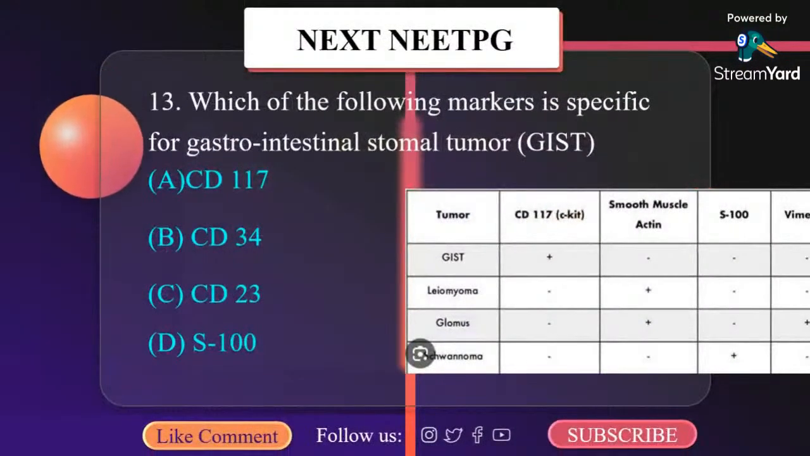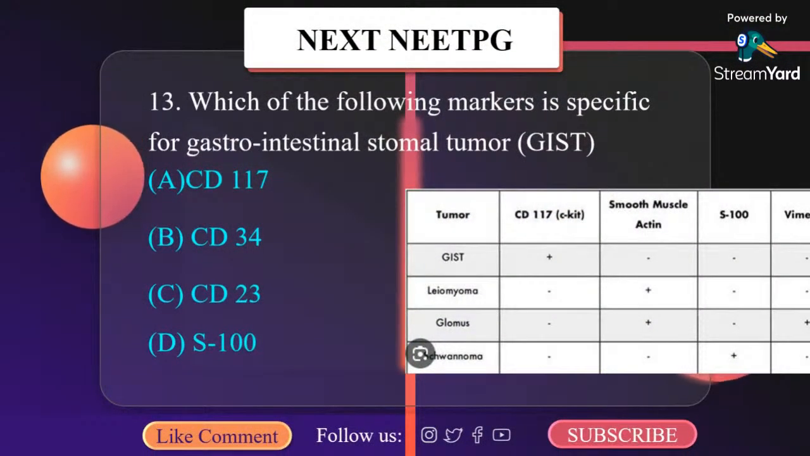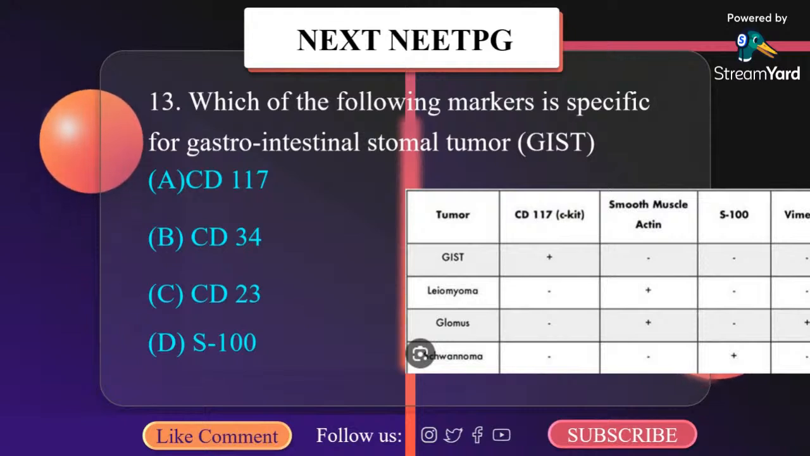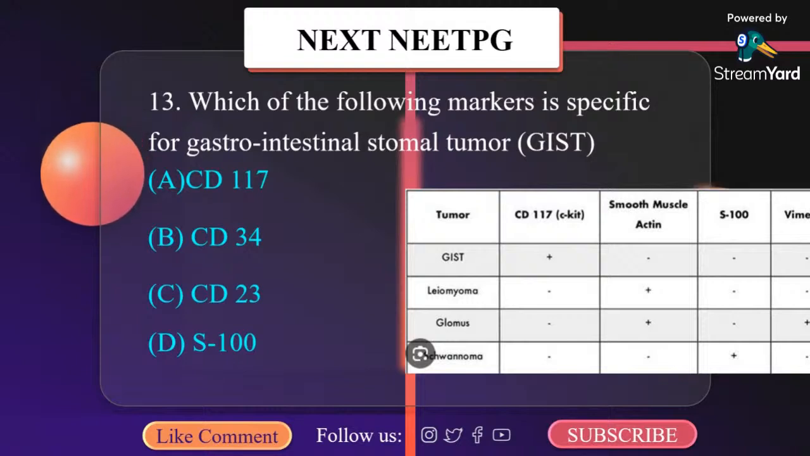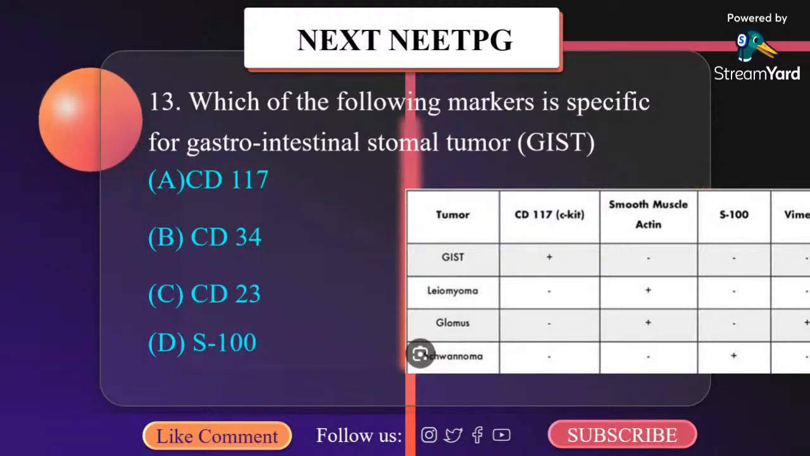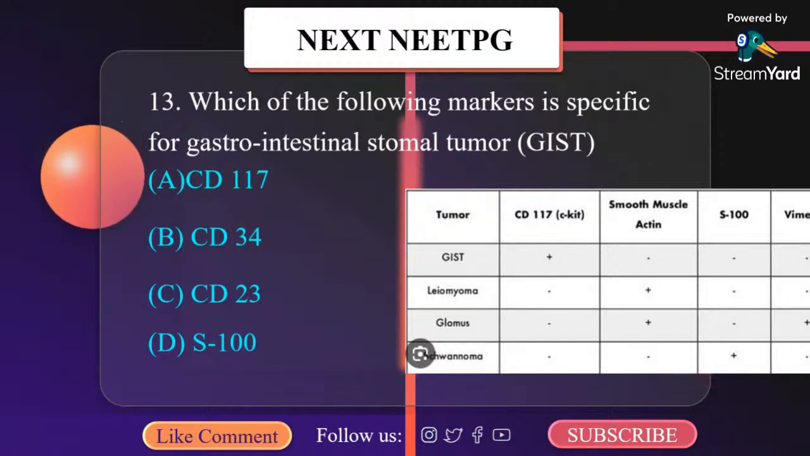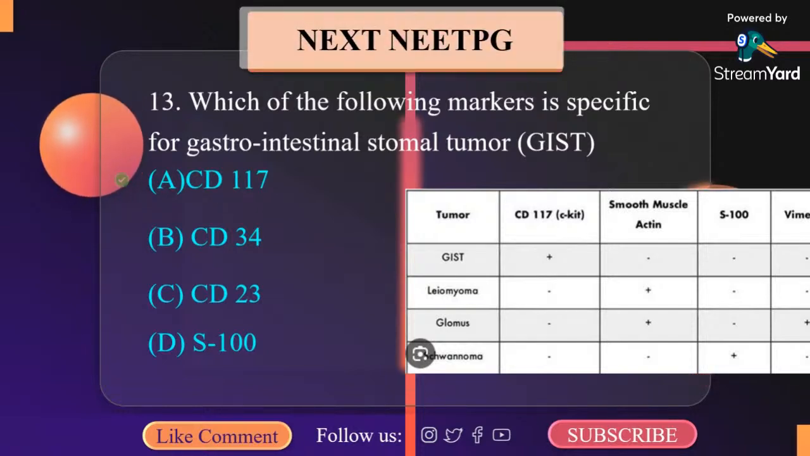Which of the following markers is specific for gastrointestinal stromal tumor? A. CD117, B. CD34, C. CD23, D. S100. The following markers are present in GIST: CD117 95%, CD34 70%, smooth muscle actin 5%. CD117 c-kit is considered the most specific marker. Immunoreactivity is the best defining feature of GIST, that is gastrointestinal stromal tumor, distinguishing them from true smooth muscle tumors.